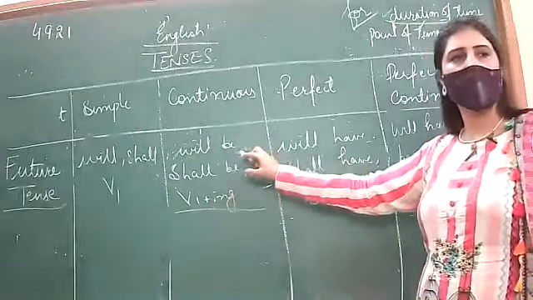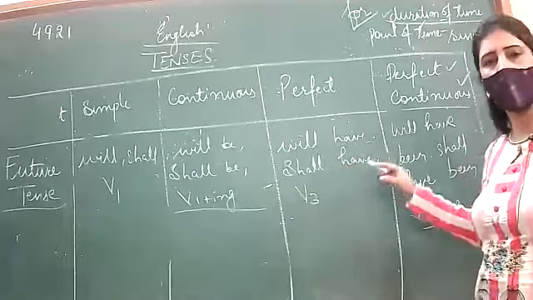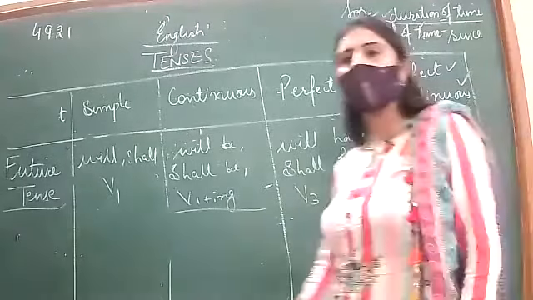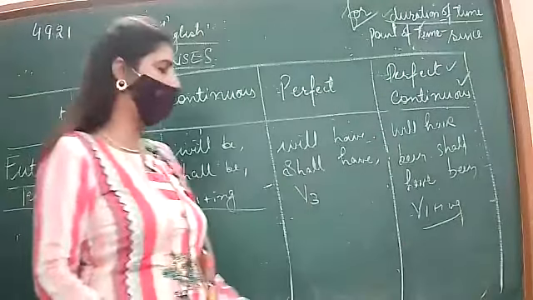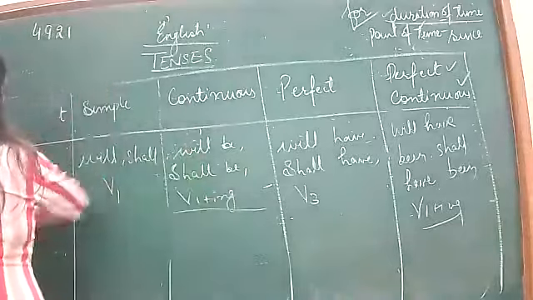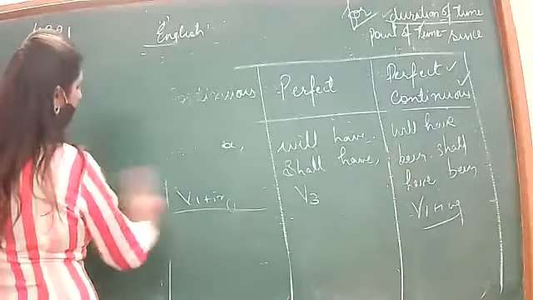Similarly here, will not be, shall not be. Will have not, shall have not. Will have not been, shall have not been. Okay, so this is all about the revision of tenses. Okay, right? So next we are going to start with the revision of narration.